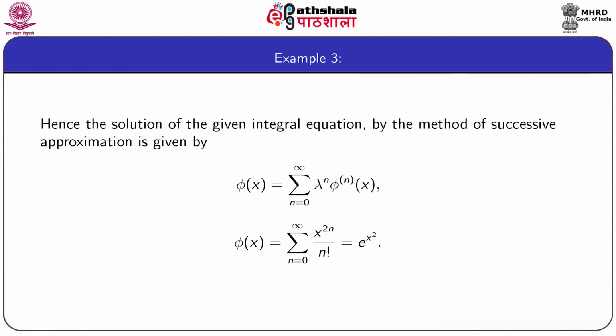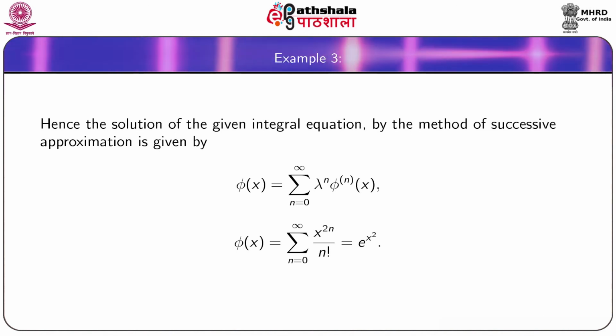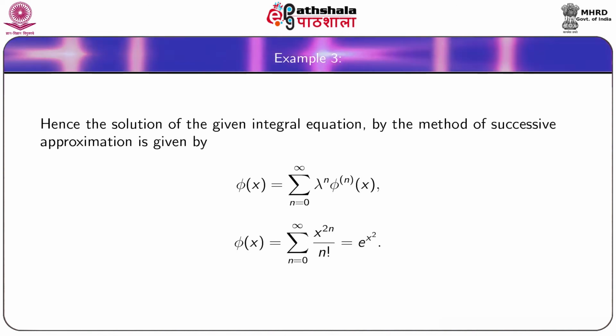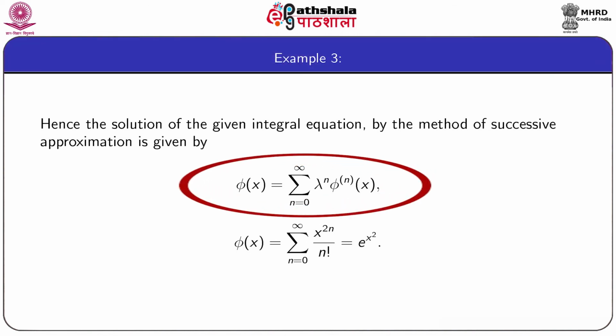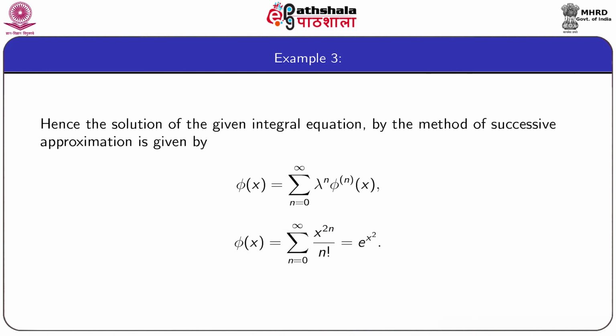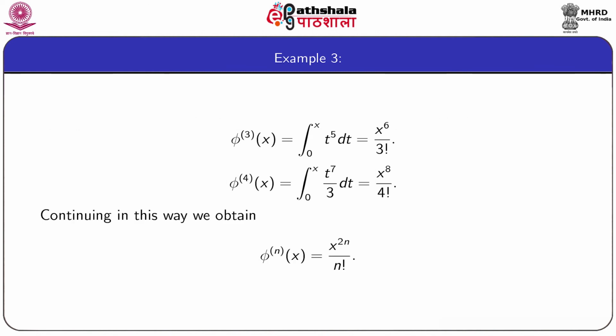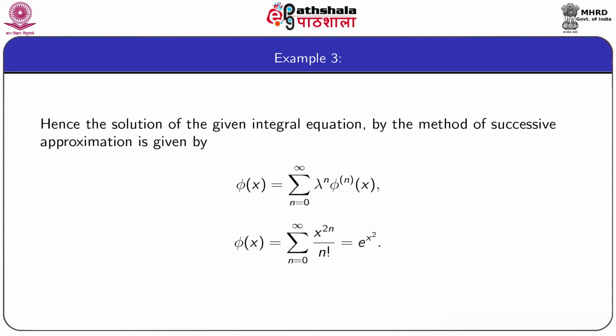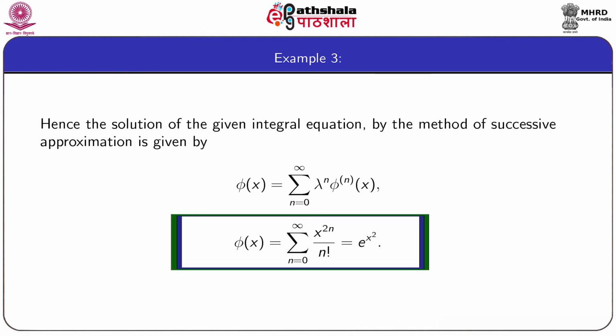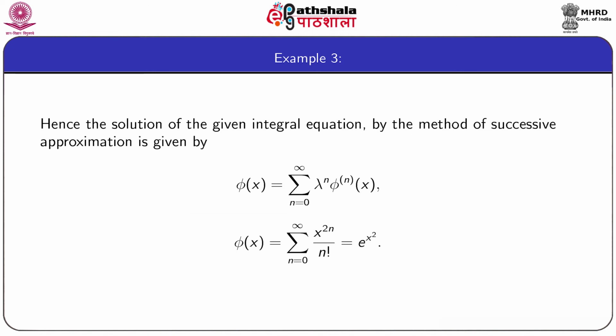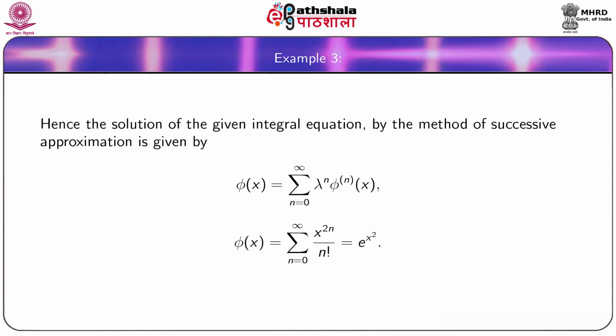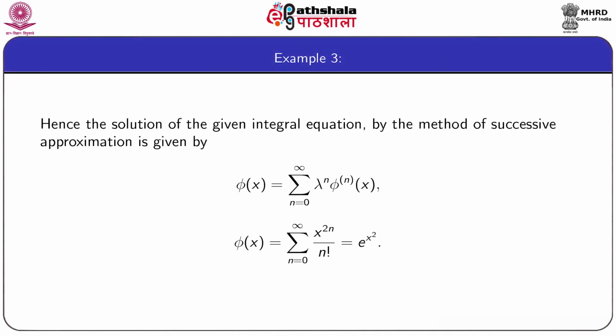Hence, by the method of successive approximation, the solution of the given integral equation is phi x equal to summation n equal to 0 to infinity lambda to the power n phi superscript n x. Here lambda is 1 and phi superscript n x are given by x to the power 2n by n factorial. So if I substitute that, I get phi x equal to summation n equal to 0 to infinity x to the power 2n by n factorial, and this series converges to e to the power x square. So this is the solution of the given integral equation.